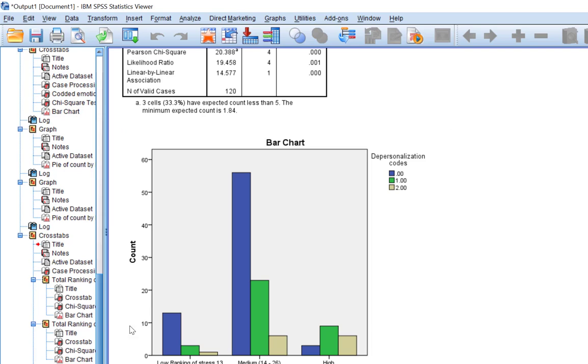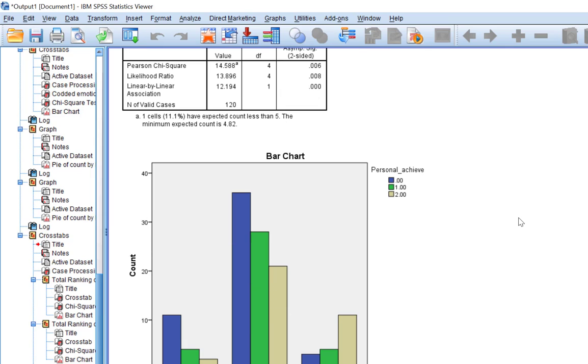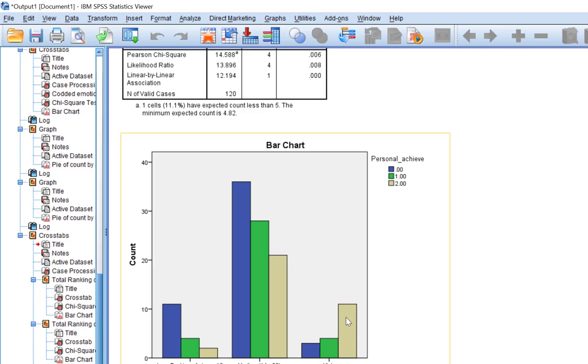Depersonalization. Kind of weird. But most people are not depersonalized, so. Okay. But I guess I don't know if that depersonalization counts. Well, that's cool. Look at how the high goes, it's the opposite direction as all the other ones. Why is that? Personal achievement is high. Stress is high.